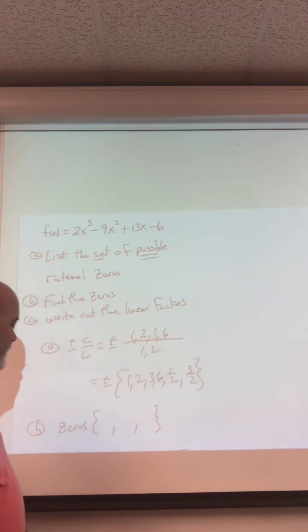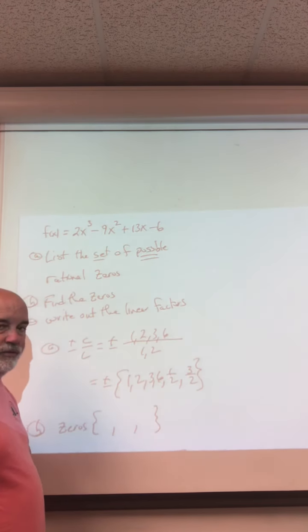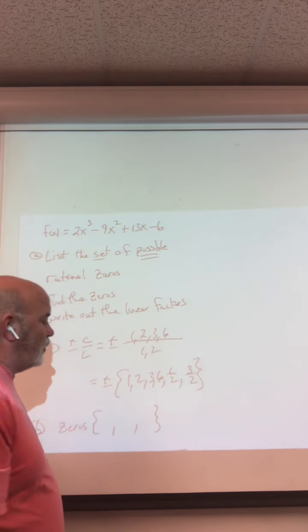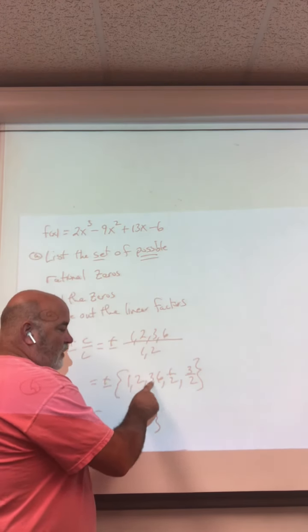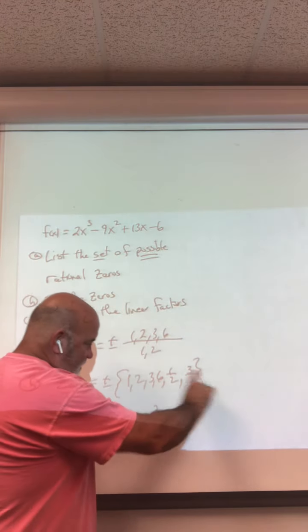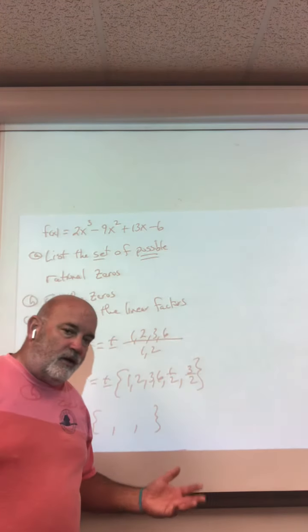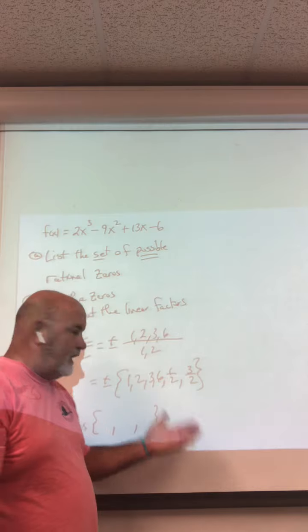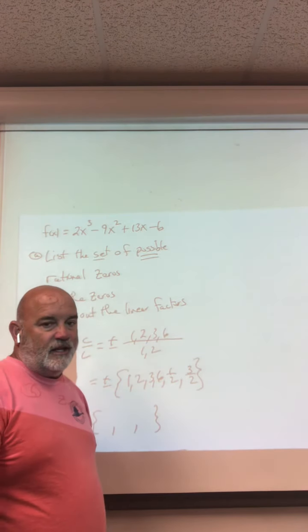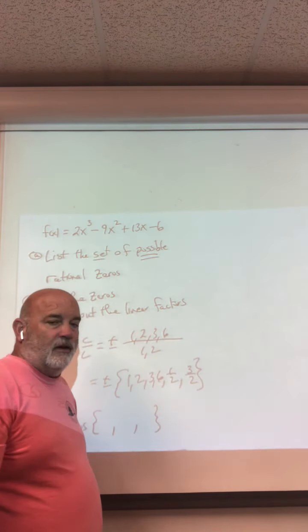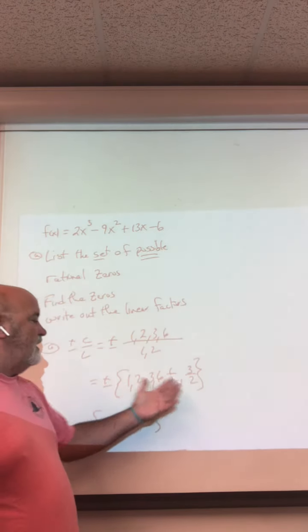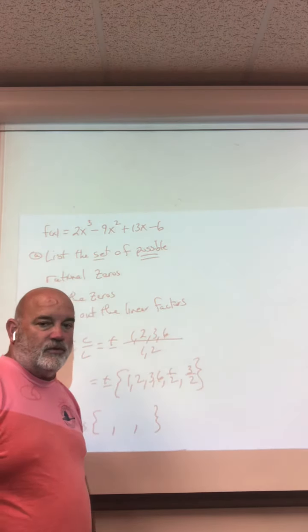Now part B. Find the zeros. So this is where you start doing synthetic division with only these numbers. So I don't want to do synthetic division with 4. It's not in here. I don't want to do synthetic division with 5. It's not in here. So I only want to do synthetic division with just these numbers.